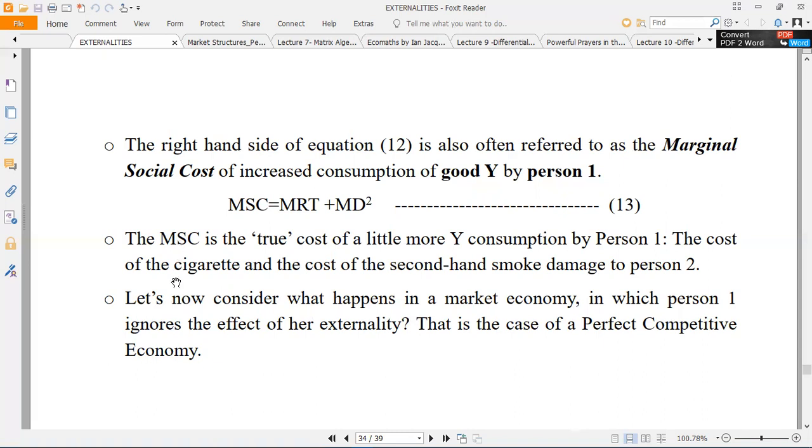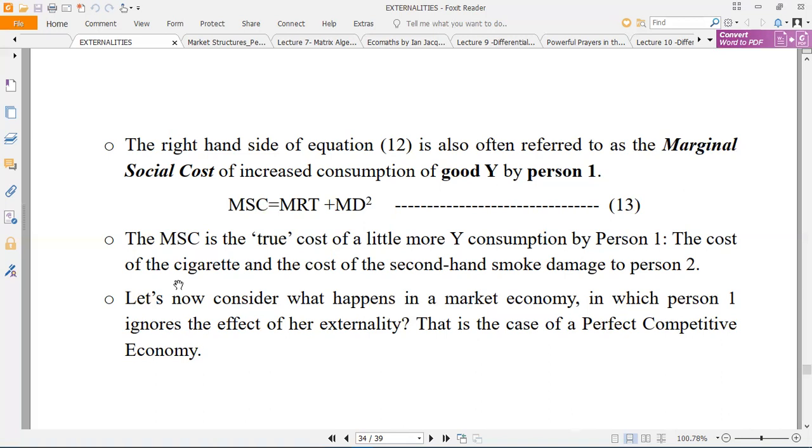As soon as you increase your consumption of cigarettes by 1 unit, you have to pay the opportunity cost. That is the cost to the entire society, the marginal rate of transformation, and also the damage caused by the second-hand smoking to the second person. That one too is a cost to the society. So this is the case where we consider the negative externality caused by the consumption of good Y by the first person.